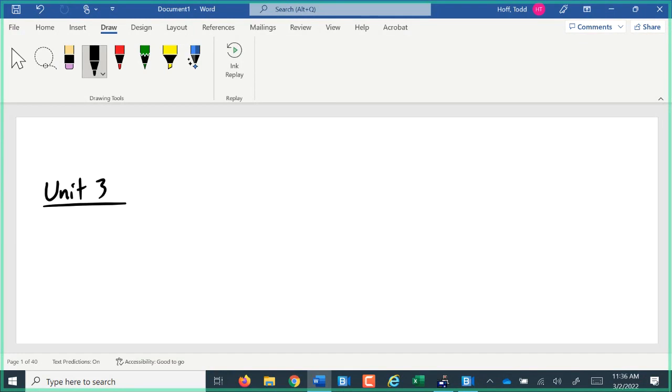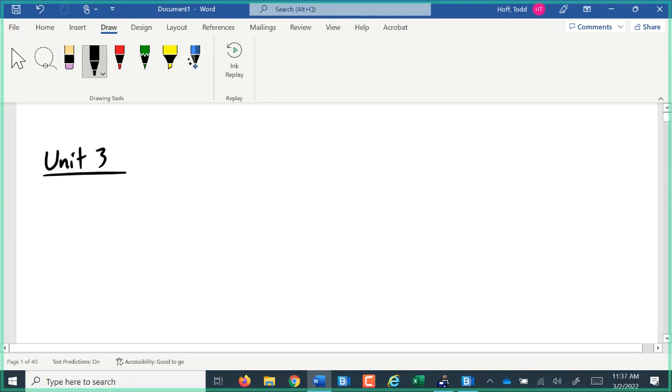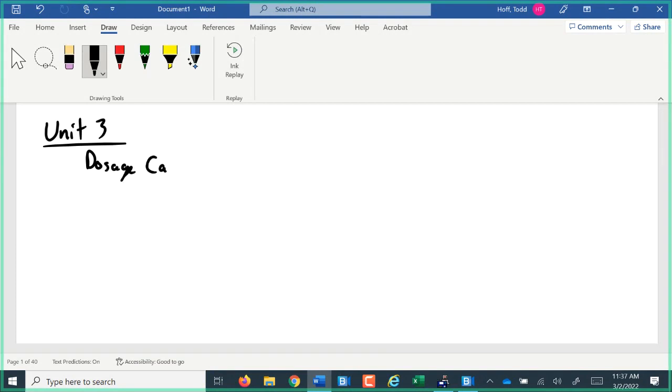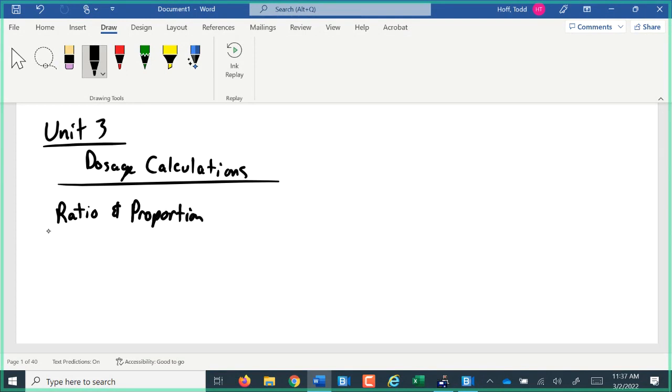Okay, so Unit 3 is kind of the nuts and bolts of this course. This is our dosage calculations. There are a lot of minor concepts in this course, but really only 3 major concepts. We talked about ratio and proportion, or ratio, rates, and proportion. And one of the big ones is the difference between out of and to.